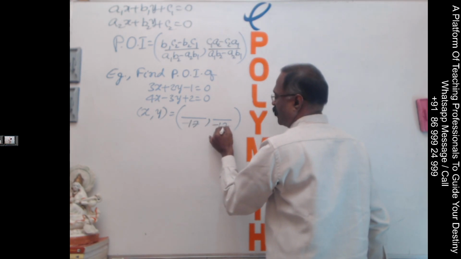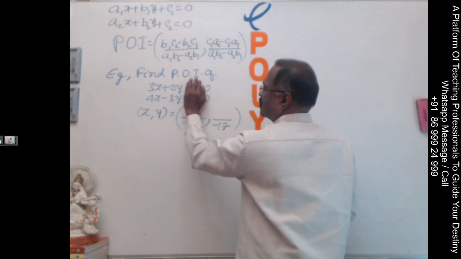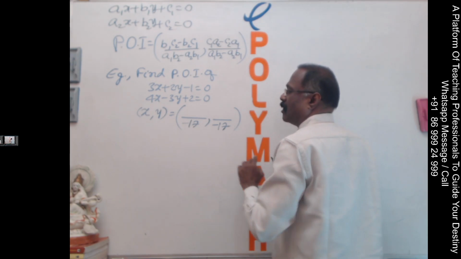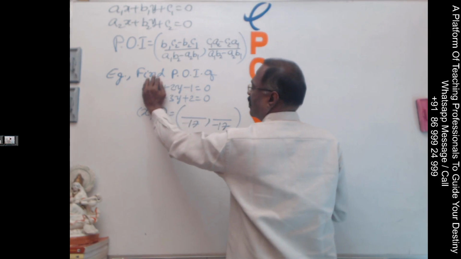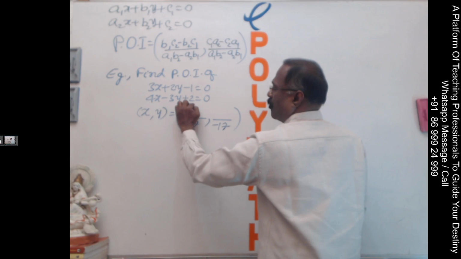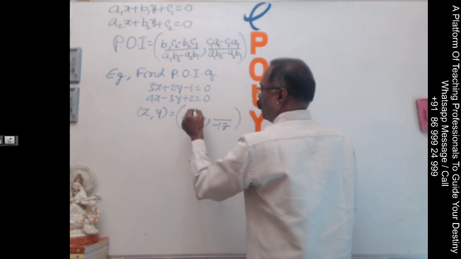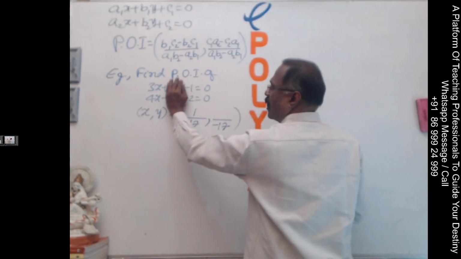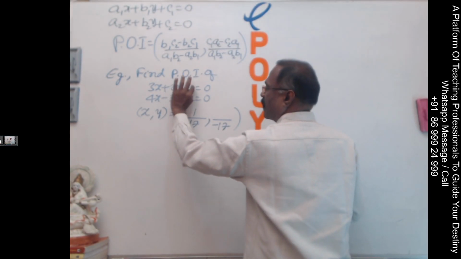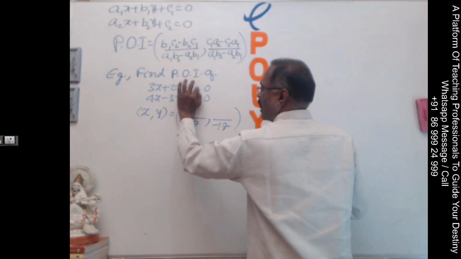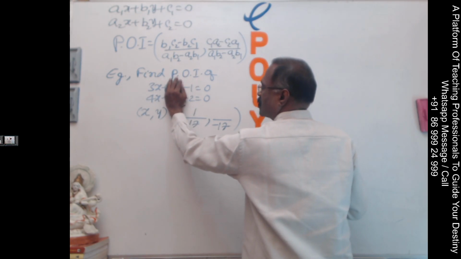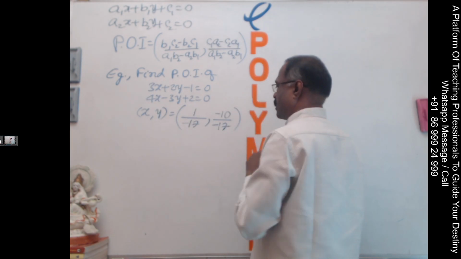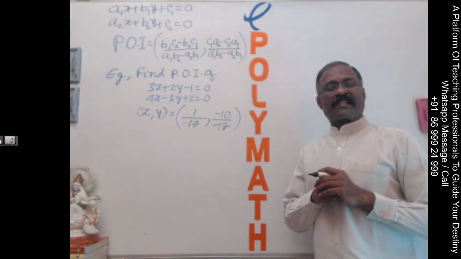What is that I said? To write the denominator, close the constants and cross multiply: minus 9, minus 8, minus 17. To write the numerator of x, close x and cross multiply: 4 minus 3, 1. To get the numerator of y, close y and cross multiply from the right side but not from the left side. Close y and minus 4, minus 6, minus 10, that's all. That is the point of intersection. Within one step you can write that.